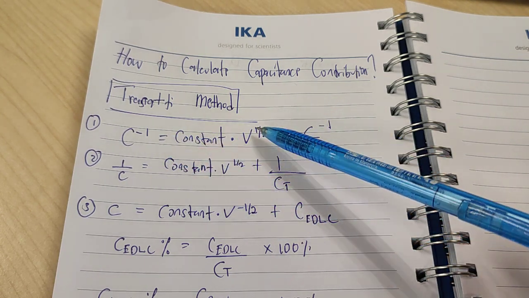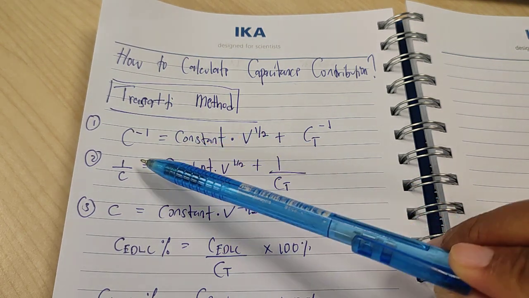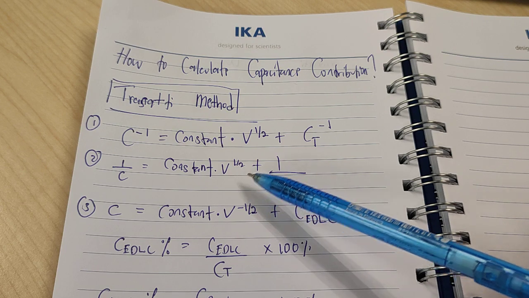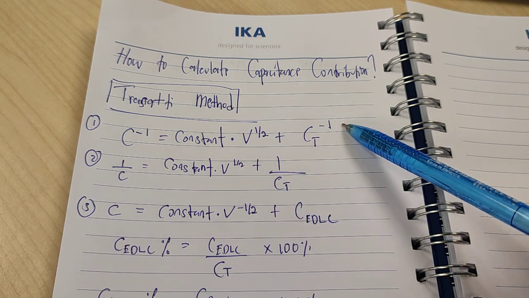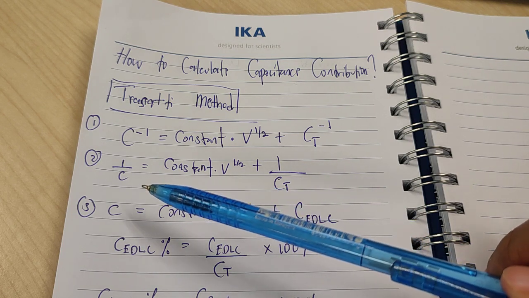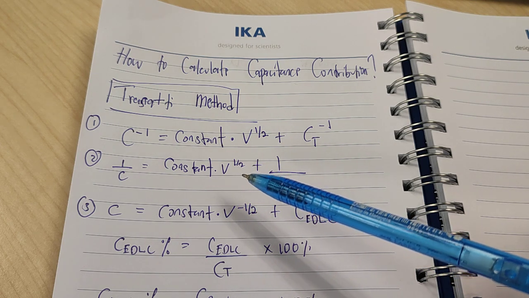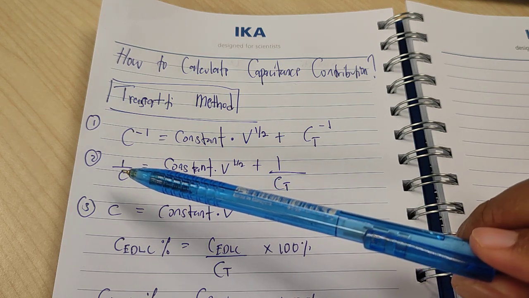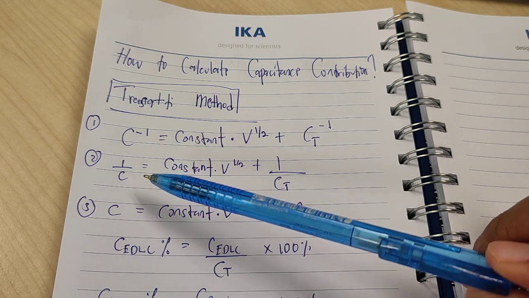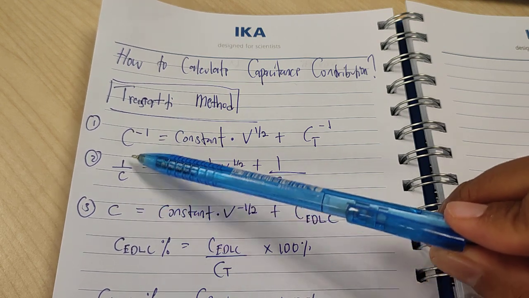If this is complicated, move to formula number 2. It is a simplified version of formula number 1. C^-1 equals 1 over C. The constant v^(1/2), we didn't change anything, plus C_T^-1, which is 1 over C_T. So after you do CV at different scan rates, you get the capacitance value and, using Excel, you get the value of 1 over C. For example, my capacitance at 1 millivolt per second is 100 farad per gram, so 1 over C equals 1 over 100.